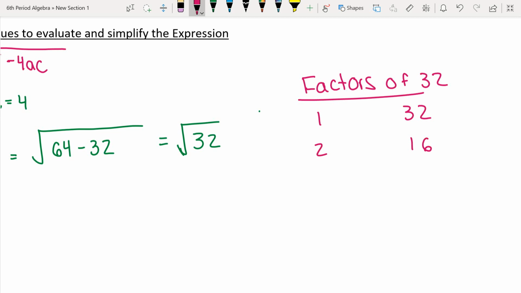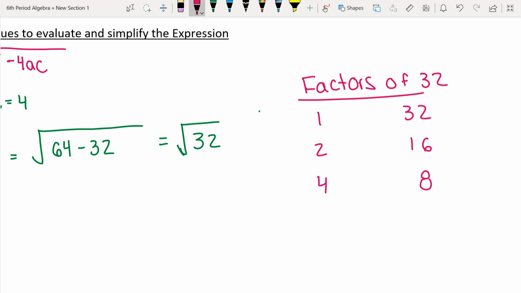3 does not work, so then I try to move on to 4. 4 does go into 32 8 times. I know this is not divisible by 5. Let's see, not divisible by 6. Let's see, it is divisible by 8, which then repeats us. So we are back to where we need to be, which is good.